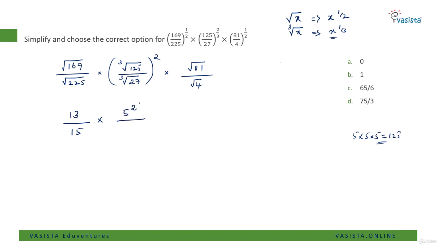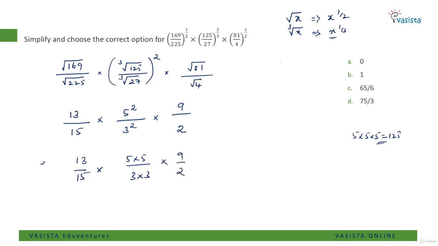square, divided by, here 27 is there, that is 3 into 3 into 3 is 27, that is going to be 3 square. That into 81 I can write as 9, since 9 into 9 is 81, and this I can write 2. Now it is the final step to simplify. 13 by 15, that is 5 square. 5 square is nothing but 5 into 5 by 3 into 3, that into 9 by 2.